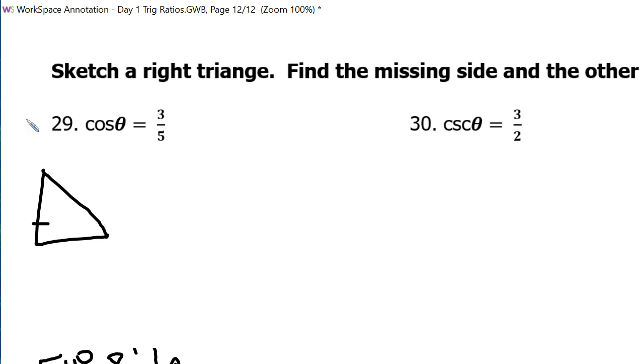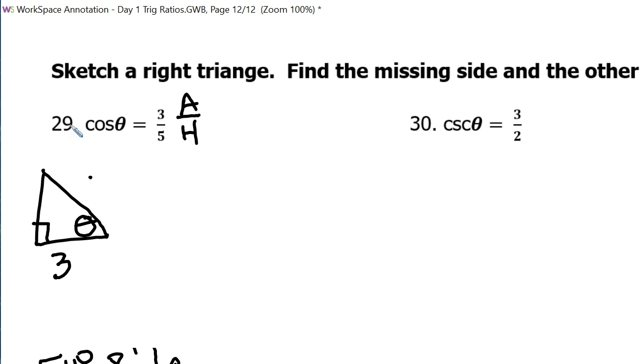Now theta could be the top angle or bottom angle. It doesn't matter where you put theta, top angle or bottom angle, you get the same answer. I'm just going to put it in the bottom. Now, they gave us cosine. Cosine is adjacent over hypotenuse. So I need to mark the adjacent side as 3, and the hypotenuse is 5.